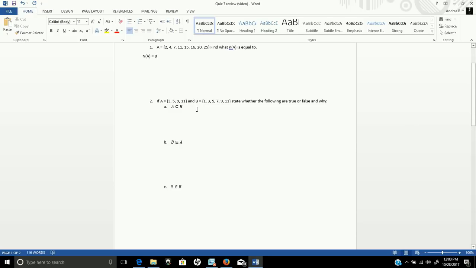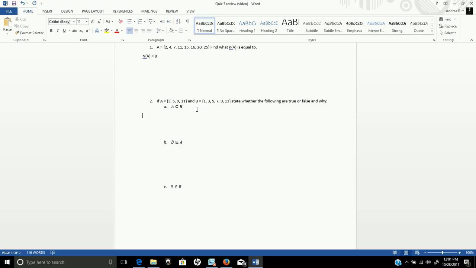So for this first one, we have A, and then that symbol means a subset of B. Remember, A is a subset of B if all the elements in A are in B. It doesn't matter if they're equal to each other or not, just so long as all the elements in A are in B. If you had one that did not have the line underneath it, then it would be a proper subset, and then the two sets cannot be equal to each other.